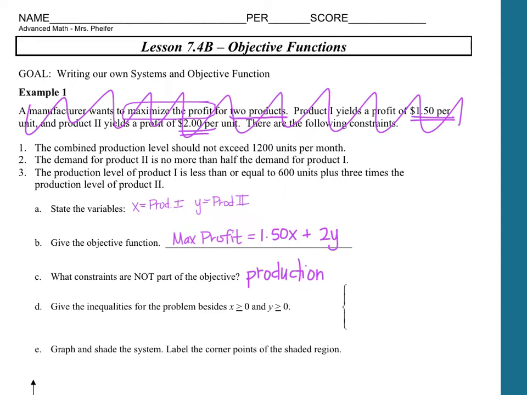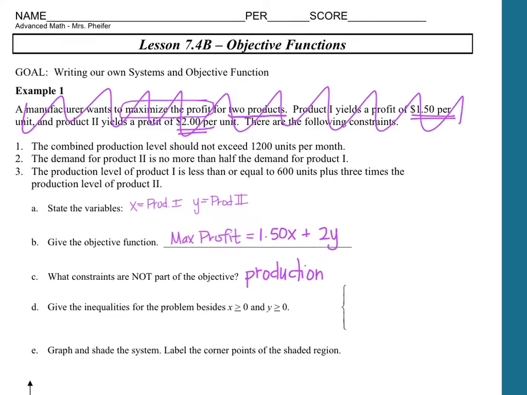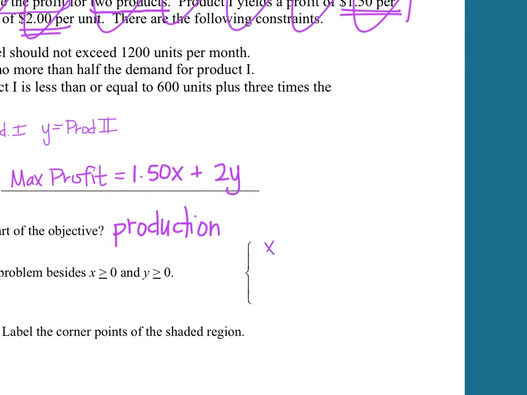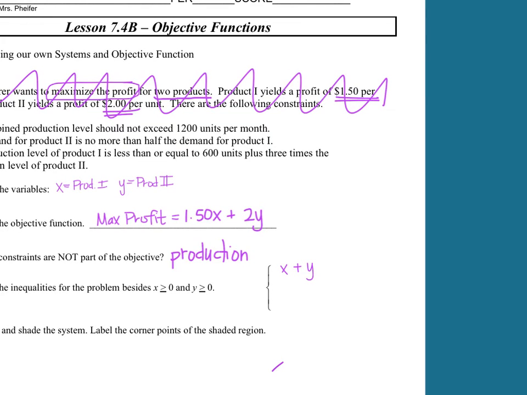Okay, well, combined production level of the 2 products, so that's X plus Y, the combined production level, should not exceed. Now you've got to think about those words in terms of greater than or less than. And when something should not exceed, it means it needs to always be less than or equal to 1,200. It just can't be more than. It can be equal to, but not greater than.